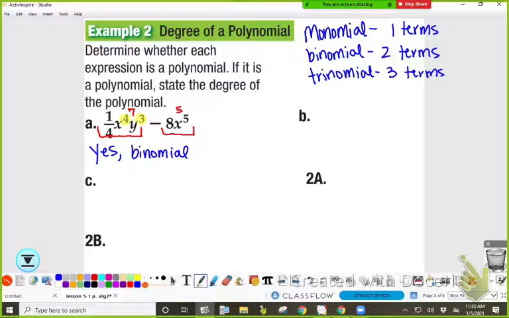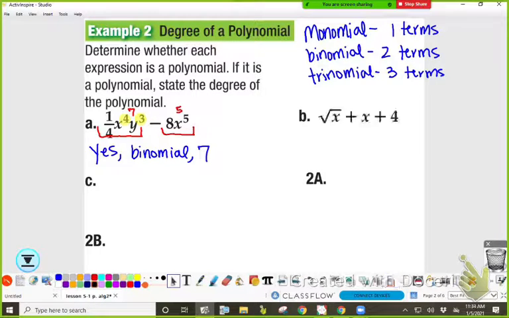There's only one variable. The degree of this polynomial is the highest of those two numbers. So which one's higher, 7 or 5? 7. Now, let's say it was 8x to the 5th plus something, it would be a trinomial. Yes, if you added plus 10 at the end of that, it'd be a trinomial. The degree would still be 7 because 7 would still be the highest number.